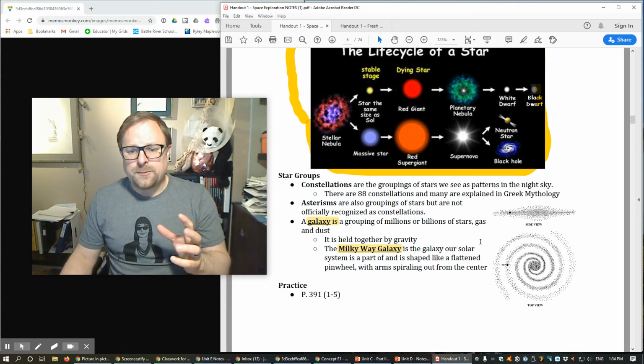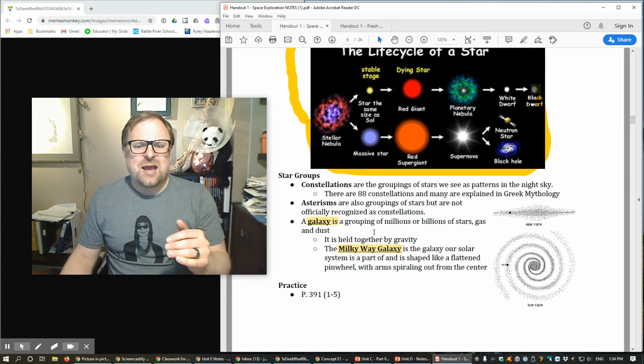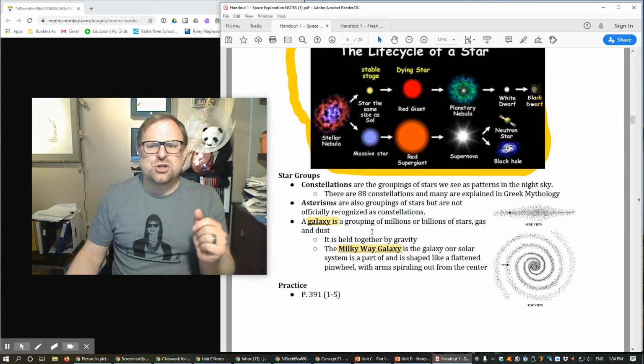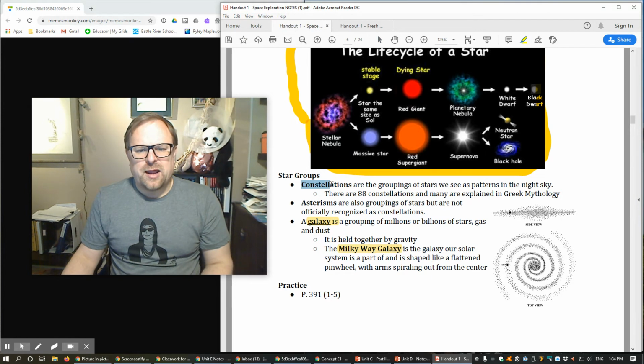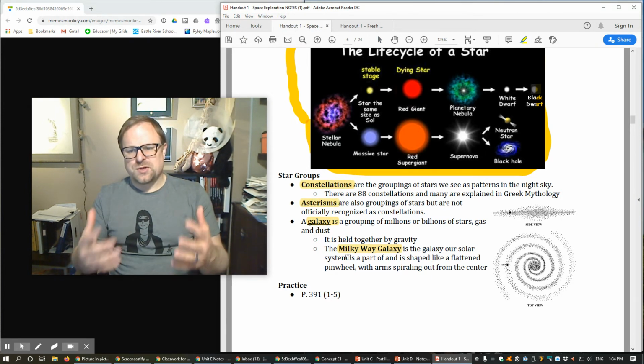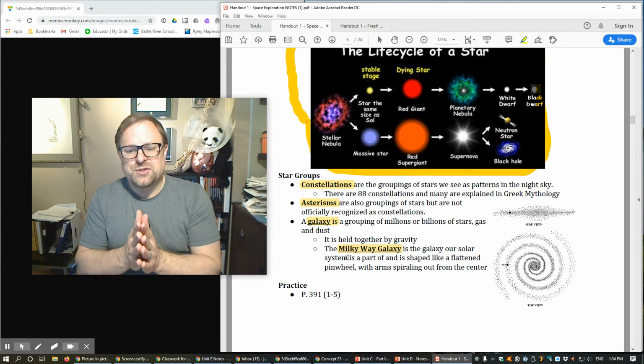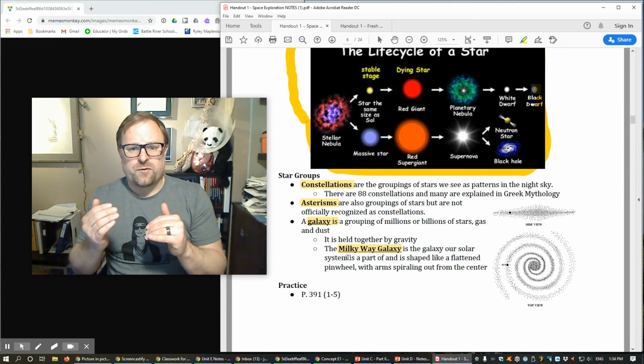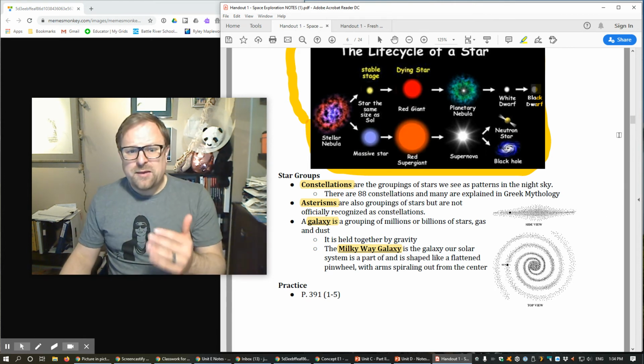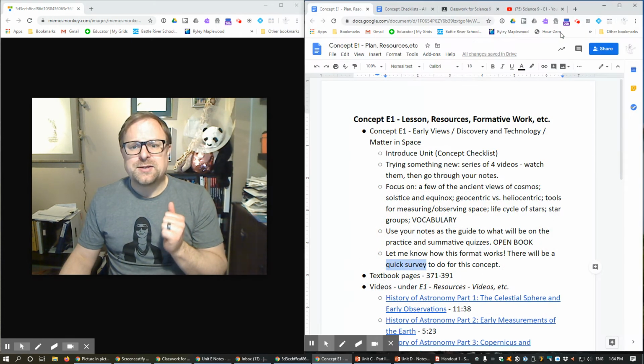And then just understand when I talk about what a constellation is versus what an asterism is, versus what a galaxy is, those kinds of things. I want you guys to sort of understand what those terms refer to. Those are the big things for Concept E1 that I want you guys to understand.